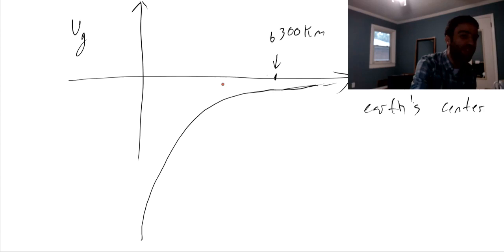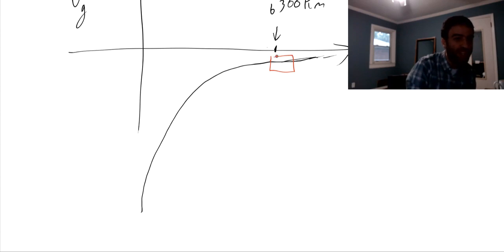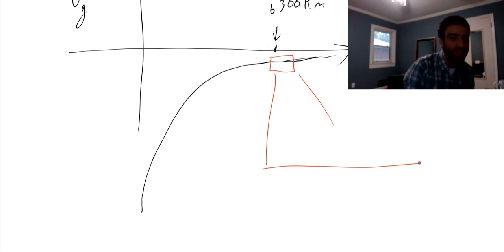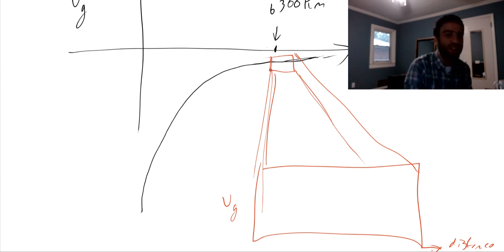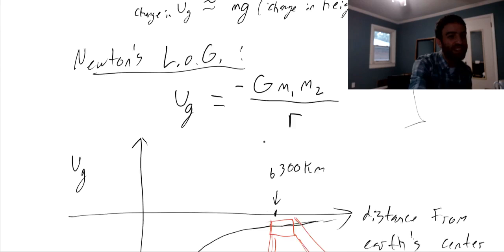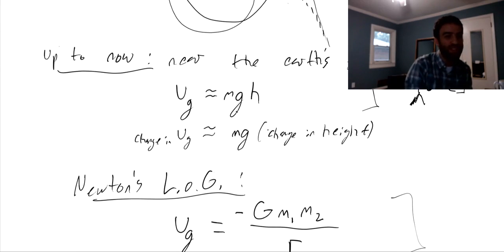And if we zoom in on this plot in this little range, so that we've got some potential over here, and going this way is still distance. On this scale, this looks basically like a straight line. And the slope of this straight line is exactly what gives us this m times g.